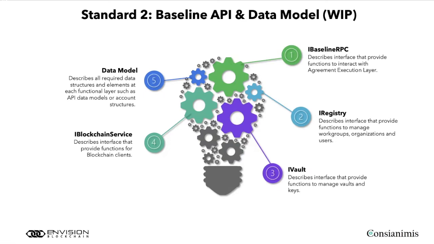So as you can see here, the API standard will provide the list of interfaces: iBaseline, iRegistry, iVault, iBlockchain, and all of those will need to be used when doing a baseline implementation. And of course, we will include the description of the data model required. So to conclude this overview, the work on the baseline standard is just getting started. There is really an opportunity for those interested to come and join us in that journey.